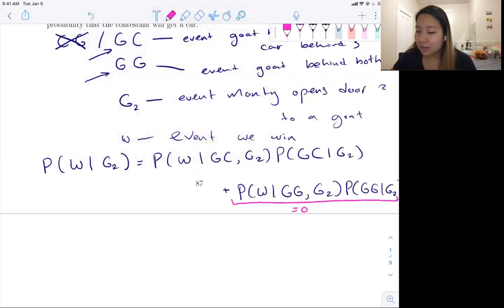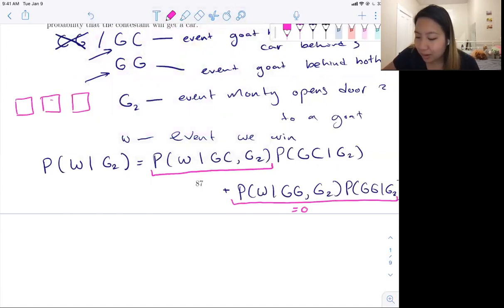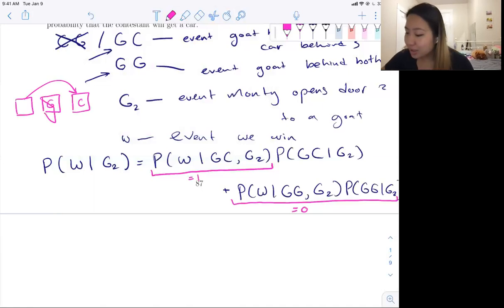Looking at the first term, the probability that we win, given that there's a goat C and then Monty opens goat 2. What's happening there is we have a goat here, a car here, Monty opens his goat and then we switch here. So we're always going to win. So this term here is just 1. So this is just going to be whatever this other term is. So what is this term?